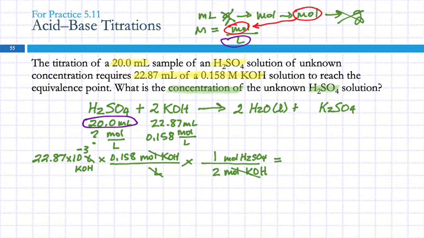So 22.87 EE minus 3 times 0.158 divided by 2. So this is 0.00180673 moles of sulfuric acid. How many sig figs should that answer have? 3. This one had 4, and that one had 3. So this one should have 3. Leading zeros don't count. So I've got the 1, the 8, and this 0 is my third.